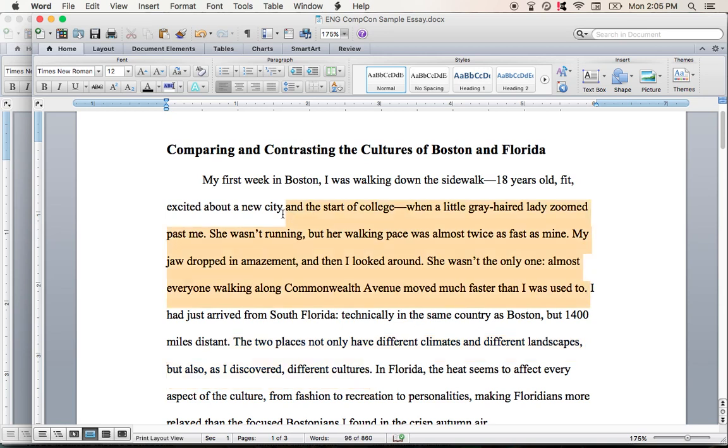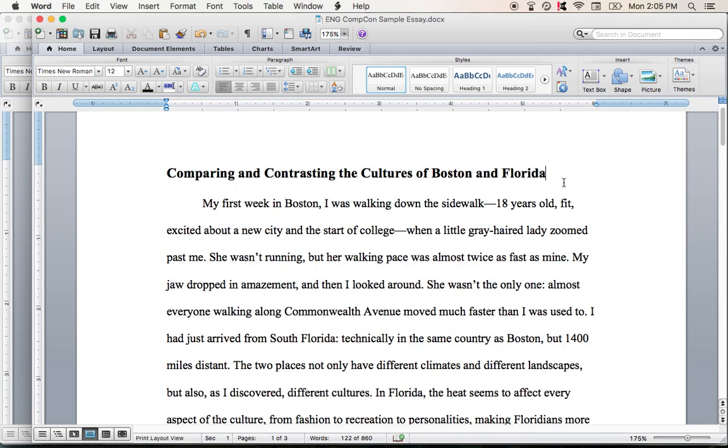So after the hook, where we see one example of a difference, how I was surprised by how fast everybody was walking. Everybody was walking a lot faster than me. Then we have the background information. I'd just come to Boston from somewhere else, from South Florida, a place that is different in climate and landscape and also in culture, which is the important thing because I'm comparing the cultures in two different places. Comparing and contrasting the cultures of Boston and Florida.